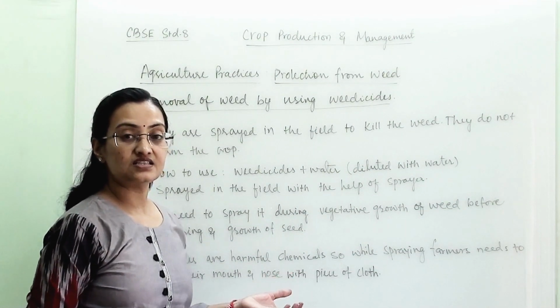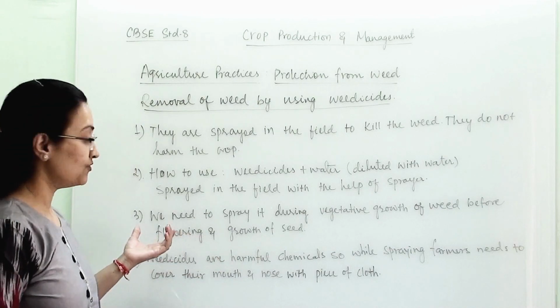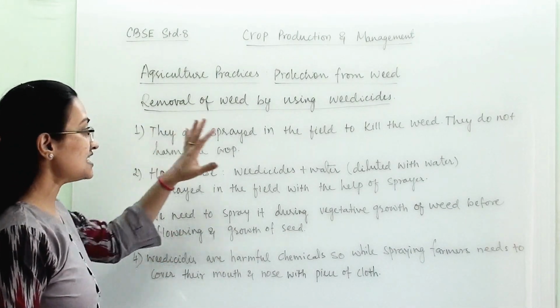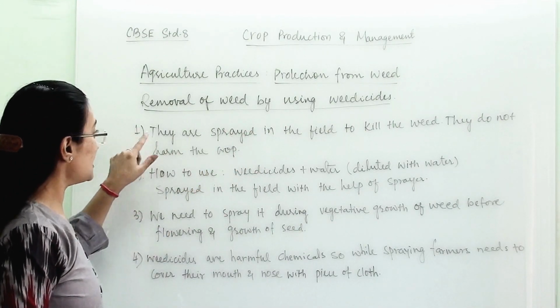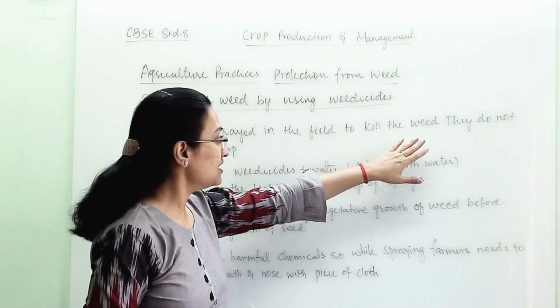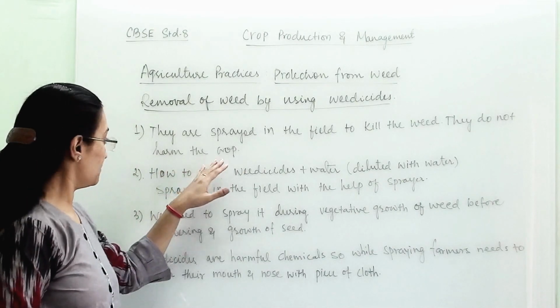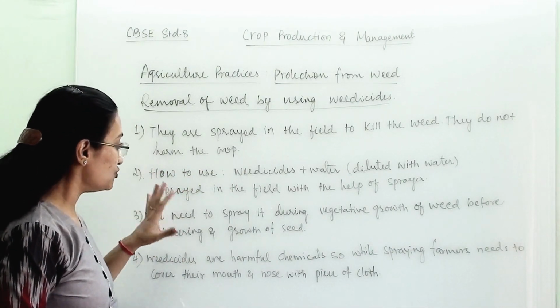So now let us understand the removal of weeds with the help of weedicides. Weedicides are the chemicals which we are using to remove the weed. They are sprayed in a field to kill the weed. They do not harm the crop.